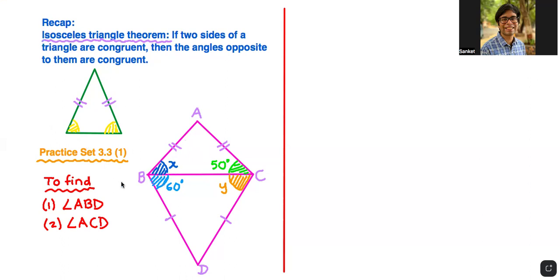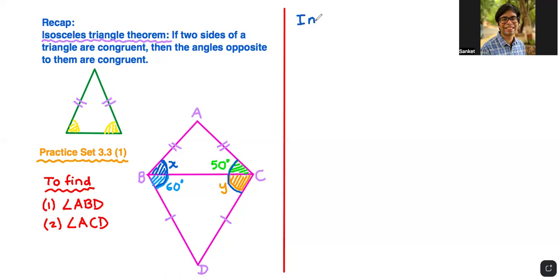This figure has been given to us. The measures of some angles are given to us, and we have to find the measure of angle ABD. That is this big angle, and measure of angle ACD. ACD, that is this big angle. So I need to find the measures of these two angles. To find the measure of this big angle, I need to find x. To find the measure of this big angle, I need to find y.